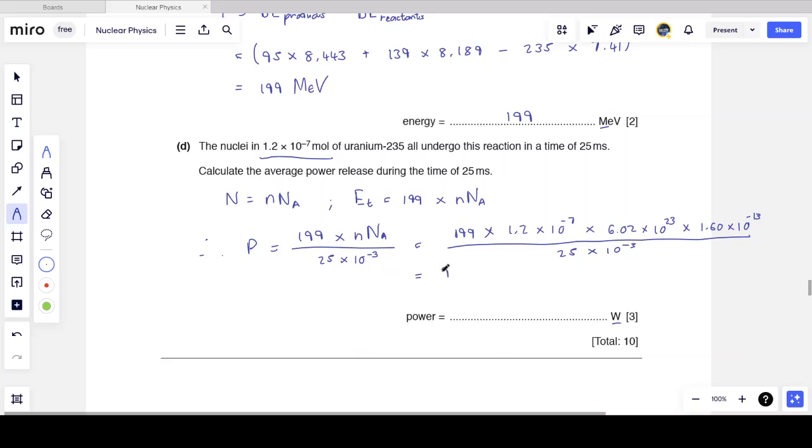And what I get is 9.2 times 10 to the power 7 watts. Or to two significant figures, 9.2 times 10 to the power 7. So you can see it is a significant amount of power. And we only needed 1.2 times 10 to the minus 7 moles of uranium-235 to achieve huge amounts of power. So 92 million watts, 92 million joules of energy every second. And so now you see why nuclear fission is powerful, but also can be highly dangerous.